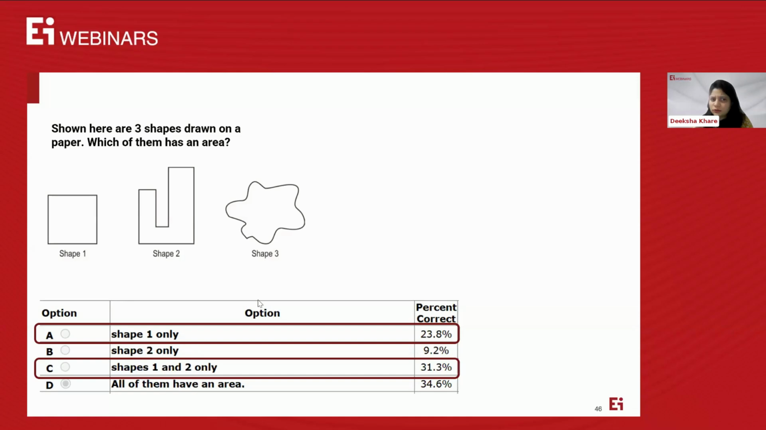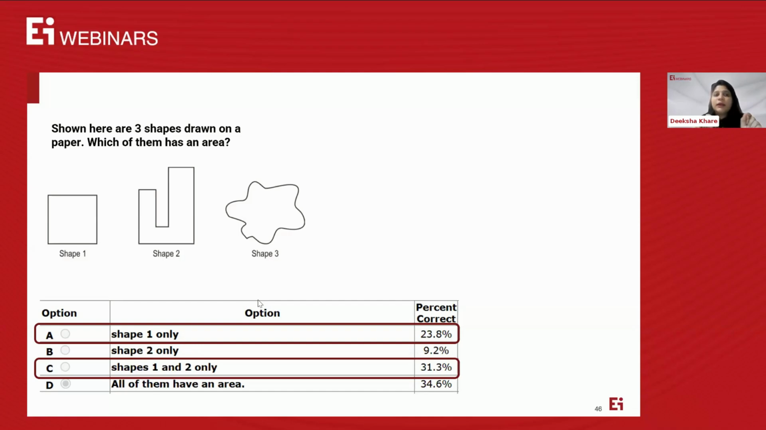Now we all know that all three shapes have area, right? Because they're all closed shapes. All three have area. The correct answer is D. But 23.8% students think that only shape 1 has area. According to them, only standard looking shapes like square, rectangle, polygons have area.